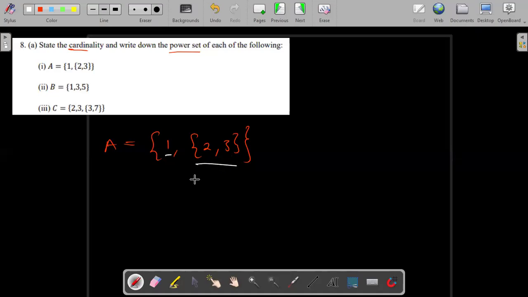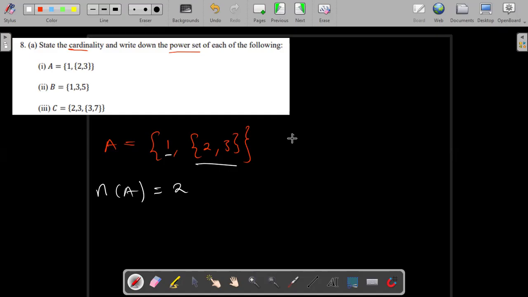The elements, remember, are listed just by being separated by a comma. So I have 1, comma, and that element there. The other element there is a set. So, cardinality, number 1: I find the cardinality of A, which is just the number of elements. The number of elements is 1 there and this other one, so there are 2. So 2 is the cardinality.